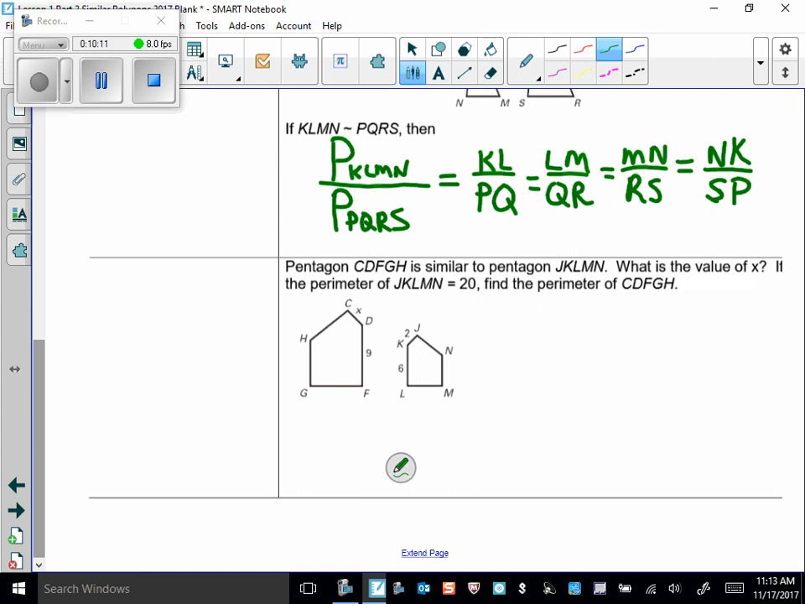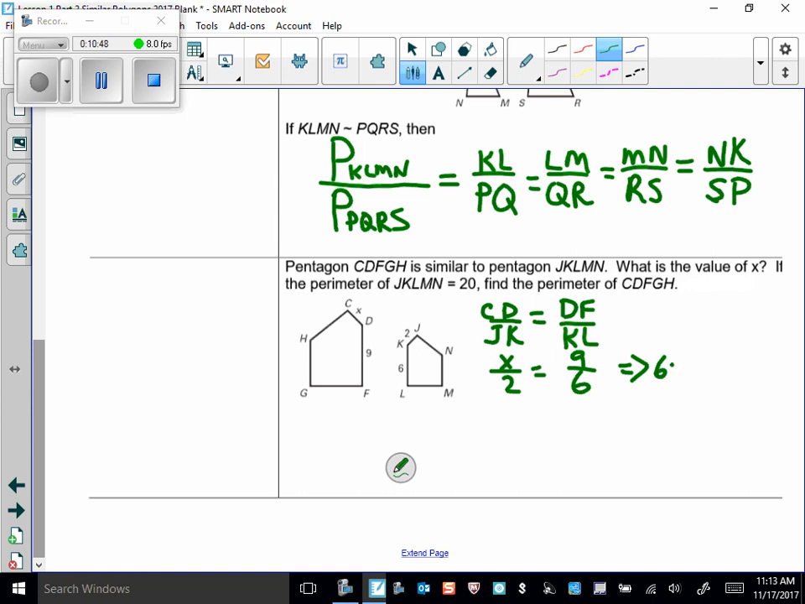Okay, so CD is the corresponding side to JK and DF. So what I know is that CD over JK equals DF over KL. So now I'm just going to plug in what I know. CD is X, JK is 2, DF is 9, KL is 6. I could simplify 9 over 6, but this one's so easy I don't really need to.